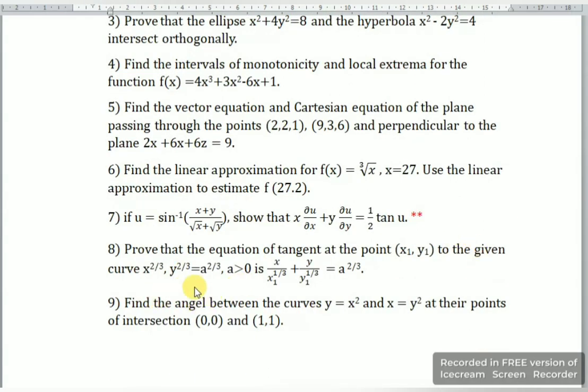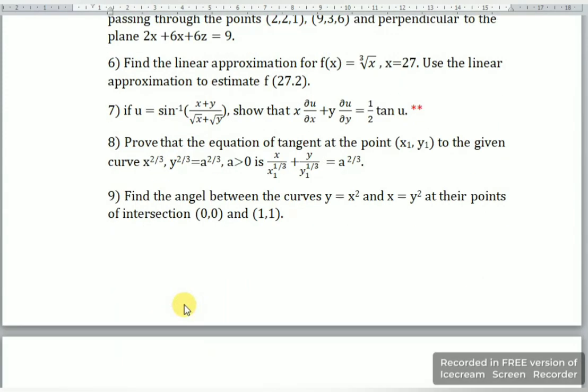Next one, prove that the equation of a tangent at the point (x1, y1) to the given curve x^(2/3) plus y^(2/3) is equal to a^(2/3), a greater than 0, is x divided by x1^(1/3) plus y divided by y1^(1/3) is equal to a^(2/3). Next one, find the angle between the curves y is equal to x squared and x equal to y squared at their points of intersection 0, 0 and 1, 1.